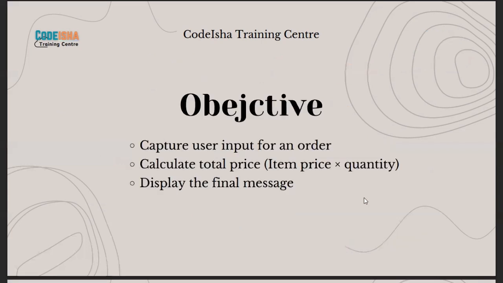Okay, so first of all, before going to the screen flow, let's understand our scenario. First, we need to capture the user input for an order, and then calculate the total price, including the item price and quantity, by taking the item price and quantity. And the final one, we need to display a final message about the order name and order final price. So these are our requirements to create the screen flow.